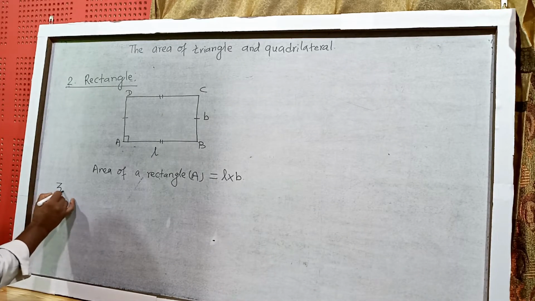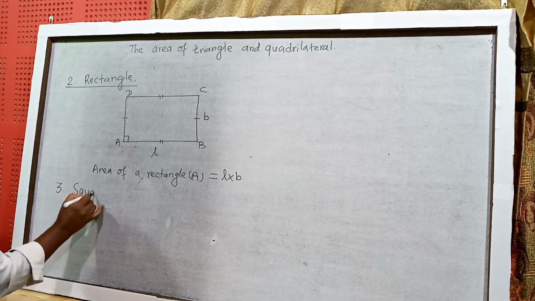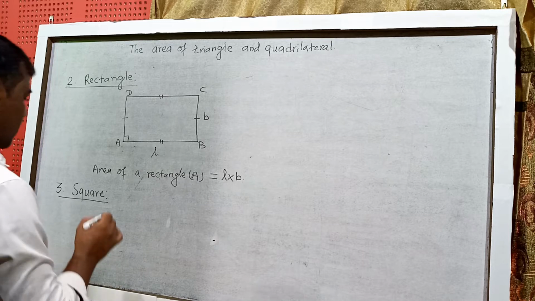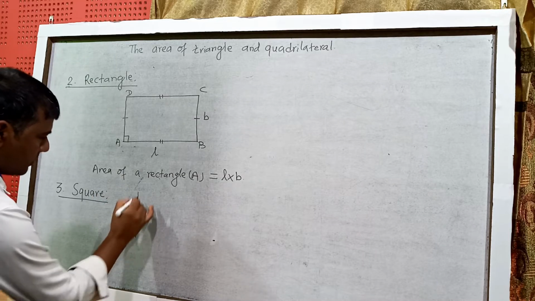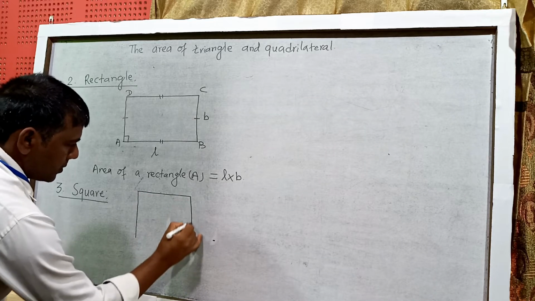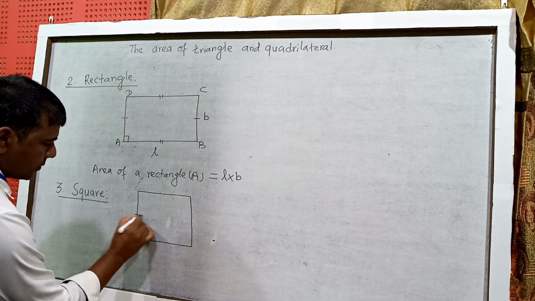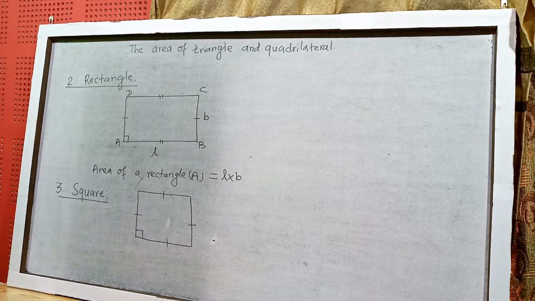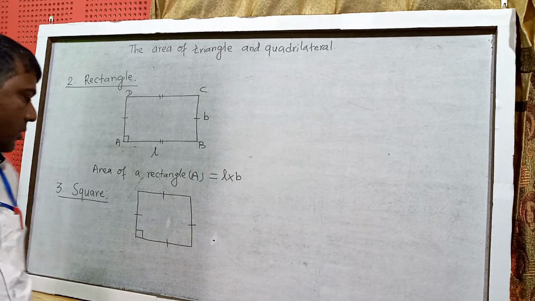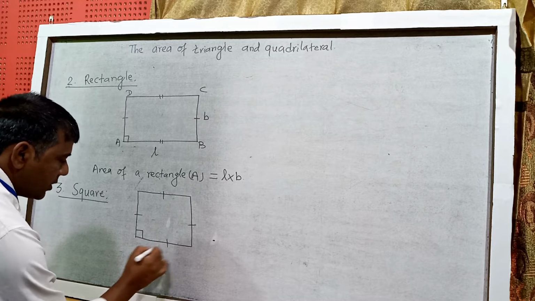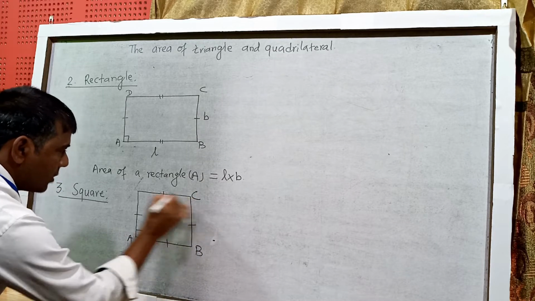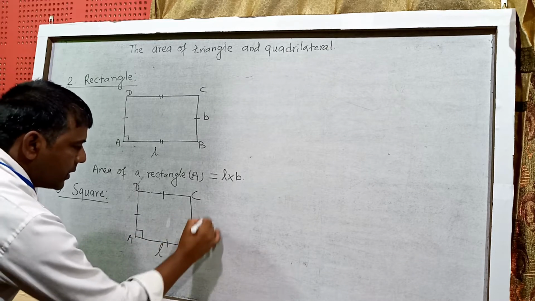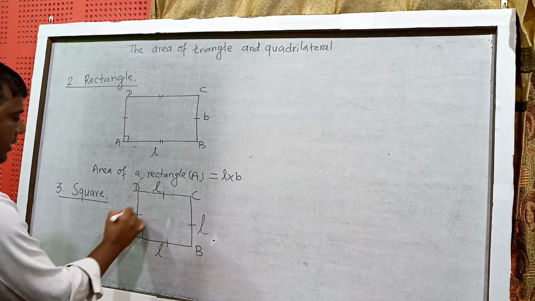Next, number 3, square. Square is a parallelogram in which all its sides are equal and at least one of its angles is a right angle. This is a square. In the square, all sides are equal, so we can suppose its sides by L. AB is L and BC is also L and CD is L and this is L.